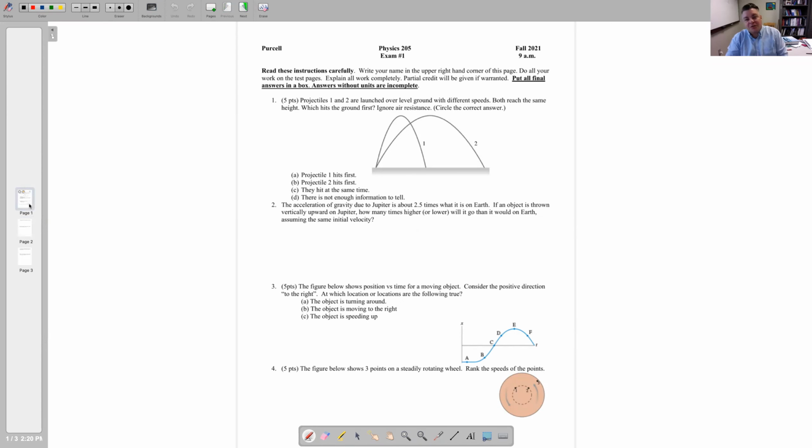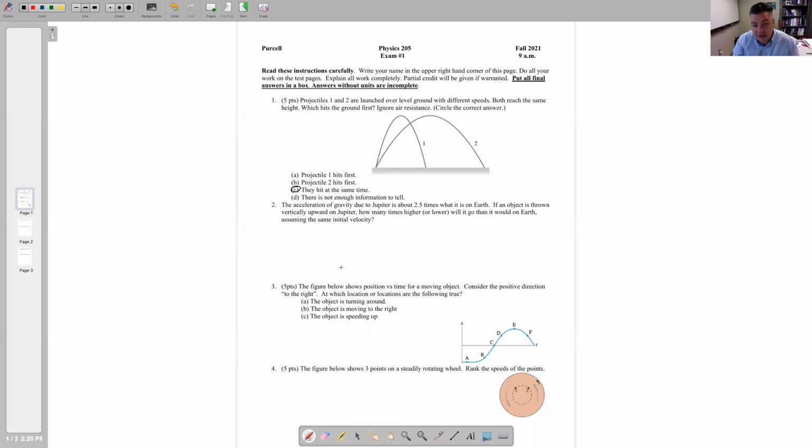So projectiles 1 and 2 are launched over level ground at different speeds. Both reach the same height, which hits the ground first? There's a couple different ways to look at this, but the clue is they reach the same height. In order to do that with a constant acceleration of g, they're going to hit the ground at the same time. So C is the correct answer.